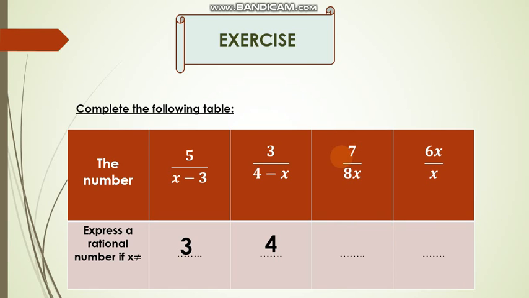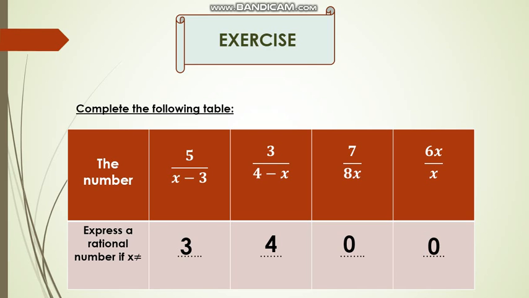Number 3, 7 over 8x. What is the value of x here? Yeah, I hear that. 8x is not equal to 0. So the value of x is not equal to 0. Number 4, 6x over x. x is not equal to 0.